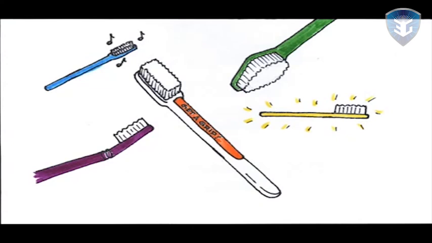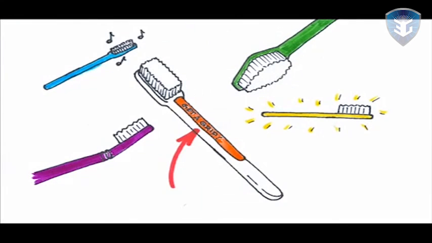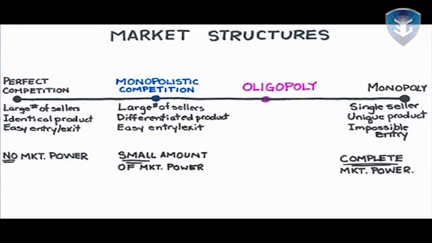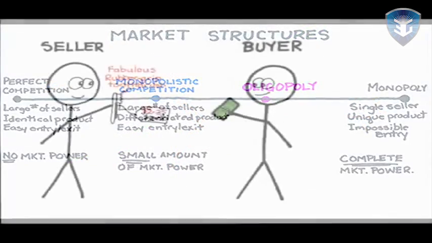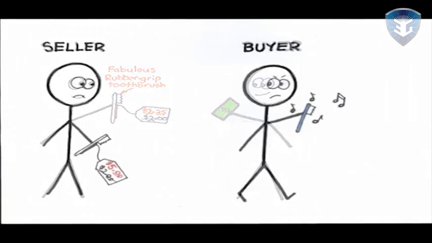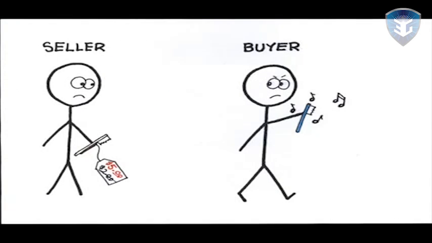If I believe as a consumer that having a rubber grip handle helps clean my teeth better, then this differentiation gives the producer a small amount of market power. He or she could raise the price a little bit and I would still buy that rubber grip handle toothbrush. If they raise the price too much though, I'll switch to some other type of toothbrush.